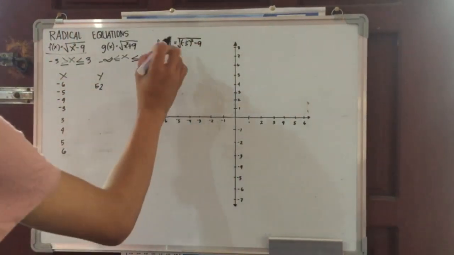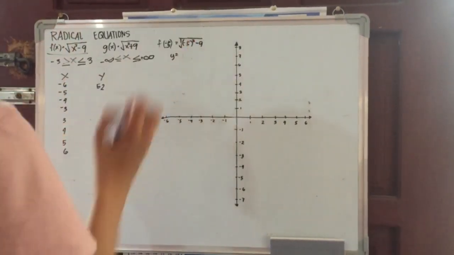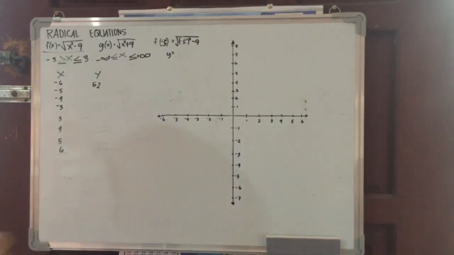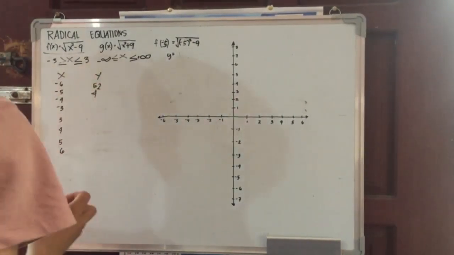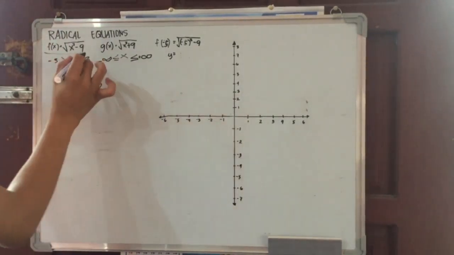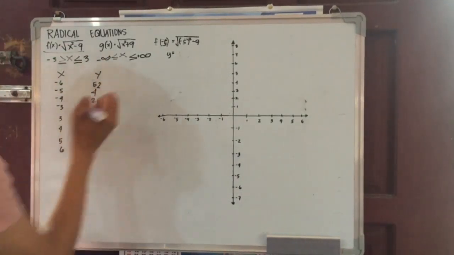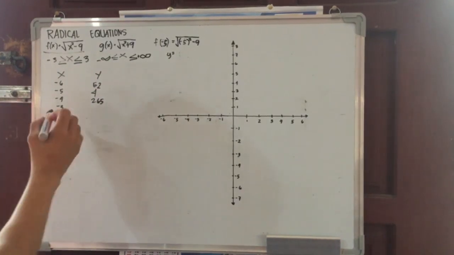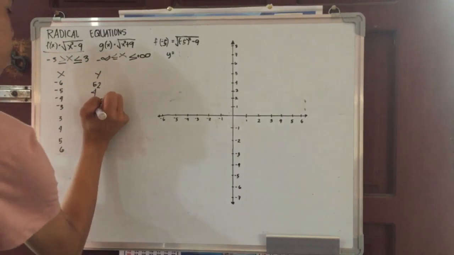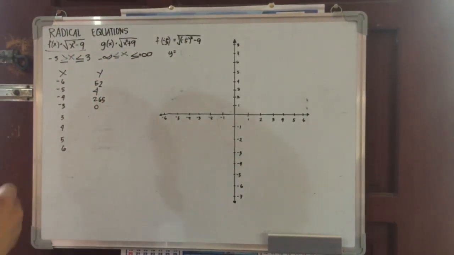So f of negative 5 is equal to the square root of negative 5 squared minus 9, which is equal to 4, and so on. For negative 4, the square root of negative 4 squared minus 9 is equal to 2.65. For negative 3, negative 3 squared minus 9 is equal to 0. So let's proceed to our positive x values.